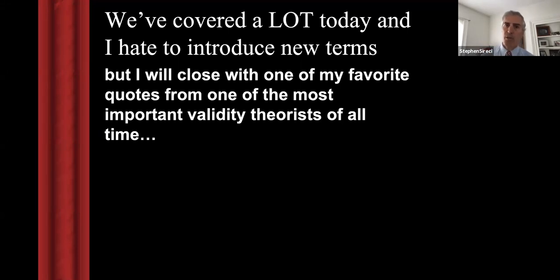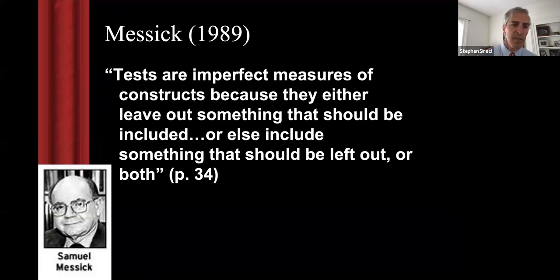And I hate to introduce a new term, but I'm going to introduce two terms because they summarize something about the problems that could come up in educational testing. It comes from one of my favorite validity theorists, Sam Messick. What he says is tests are imperfect, and they're imperfect in two ways. One, we could leave something out that should be included. You know, we're not measuring important aspects of science or math or social studies or whatever. Or we're measuring something that should be left out, or both.